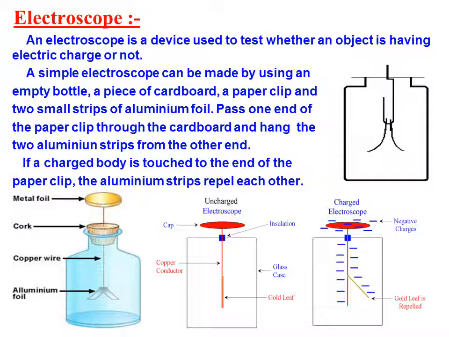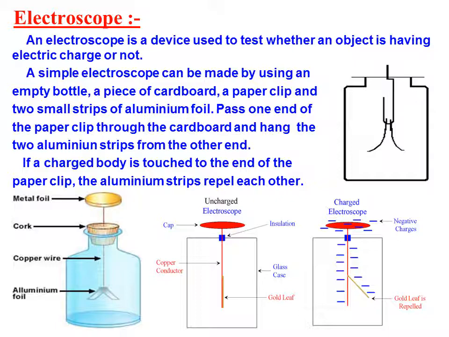We have another experiment also, with metal foil. In a beaker, we can put a metal foil and hang a copper wire and aluminum foil, as we have shown in a simple diagram here. If it is uncharged, it will not move, it will not show anything. But if it is charged, it will repel, meaning the strips will move apart.